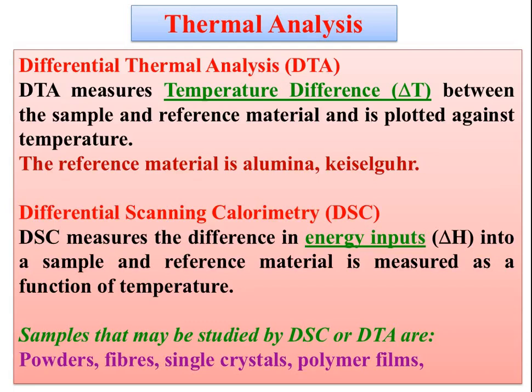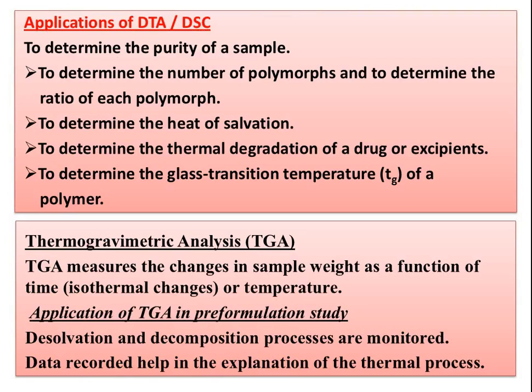The next technology is differential scanning calorimetry. Differential scanning calorimetry measures the difference in energy inputs into the sample and into the reference material, measured as a function of temperature. The samples we can study by using DSC are powders, some fibers, single crystals, as well as polymer films. Now the applications of DTA as well as DSC.